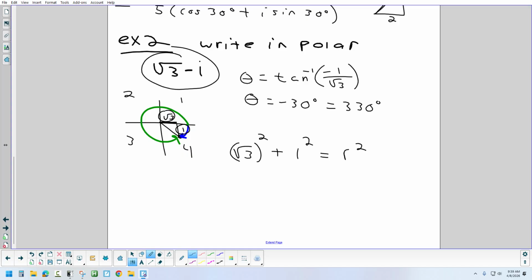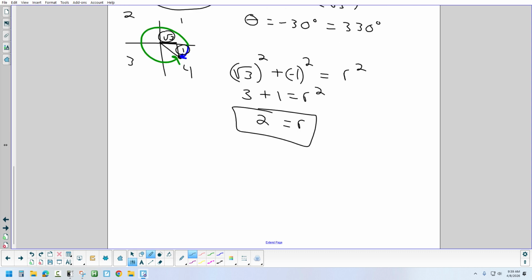Would it be a negative one or no? No, because when you square it, it's going to go away anyway. So even if you put a negative there, that's fine, but it's going to cancel out. What's the square root of 3 squared? 3. And what's the negative 1 squared? 1. So what do we get for a radius? 2.